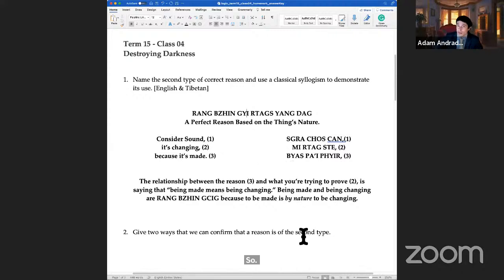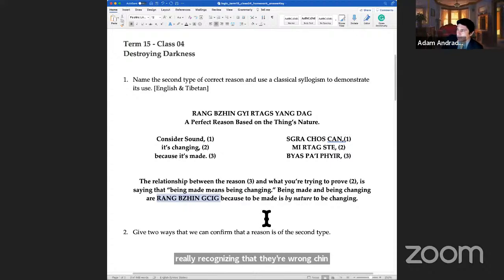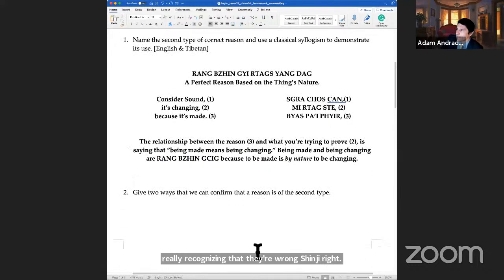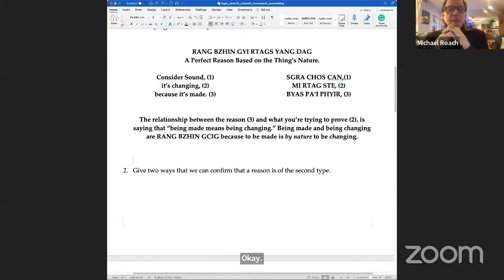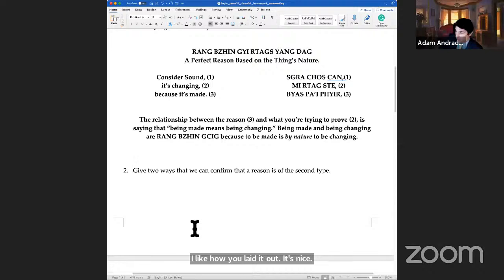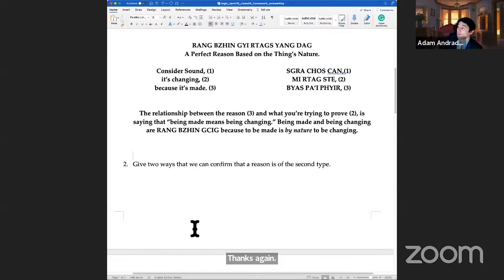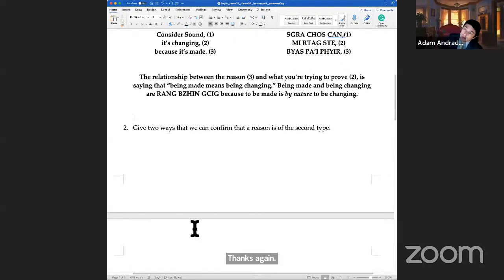The biggest thing was really recognizing that they're wrong. Good. Okay. I like how you laid it out. It's nice. Thanks, Ken. Give two ways that we can confirm that a reason is of the second type.